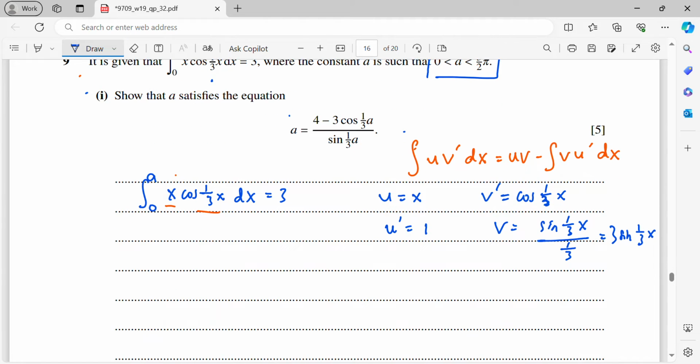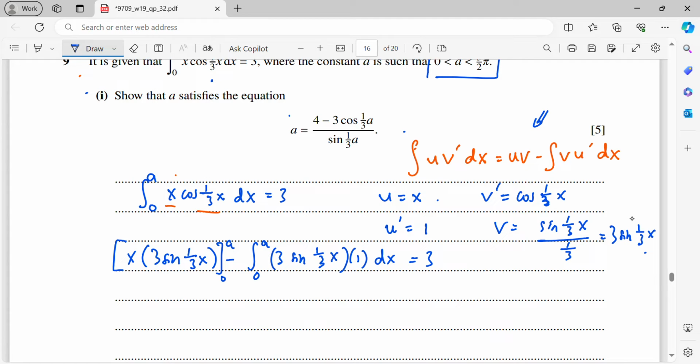Okay, now use this formula, integration by parts. So I will get uv, so x times this, it will be x times 3 sine 1 over 3x. This is my uv, minus integrate from 0 to a, now with limits, vu prime. So 3 sine 1 over 3x, all this multiplied with 1 dx equals to 3.